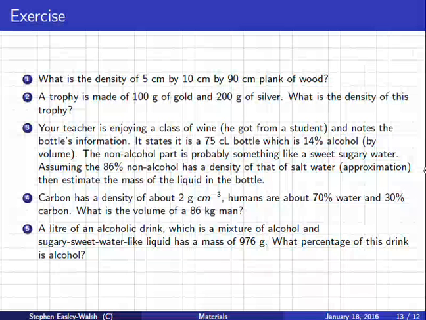So the density of the mixture is the mass of the mixture divided by the volume of the mixture, which will be 2.03 divided by 0.002, which equals 1015 kilograms per meter cubed. So, when you mix them together, the density is more than that of fresh water, but less than that of salt water.